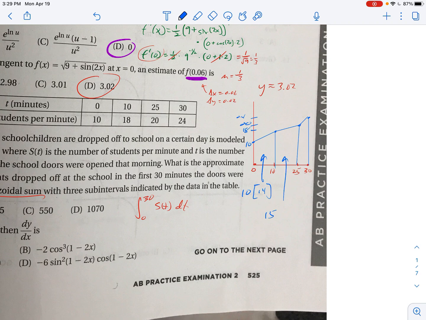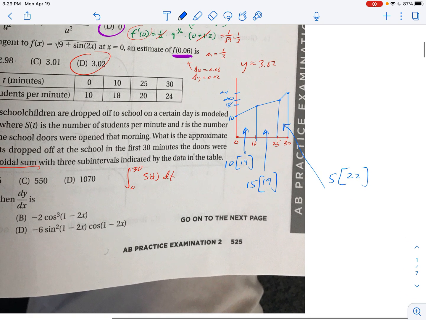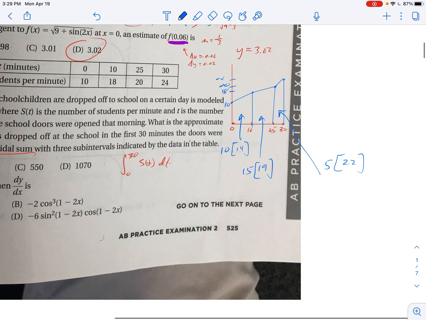Here, the base is 15 units wide. The average of these 2 heights is 19. Here, the base is 5 units wide, and the average of those 2 heights is 22. This is perhaps a little more arithmetic than they would ask you to do on the calculator free section. Not that it's that hard, but they don't want you to get bogged down in this.